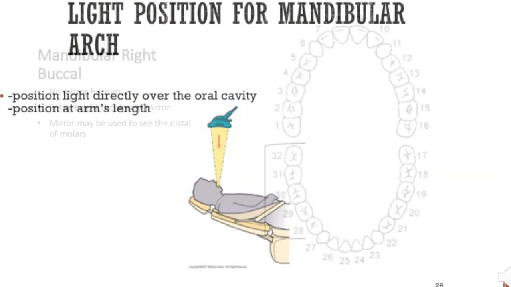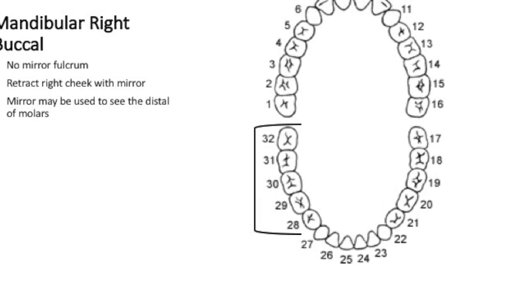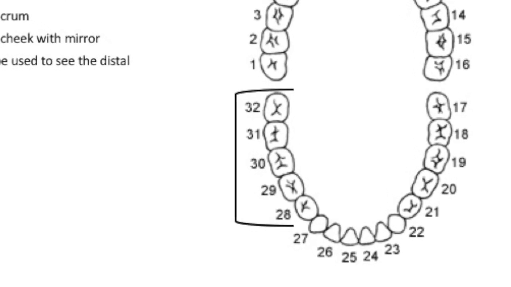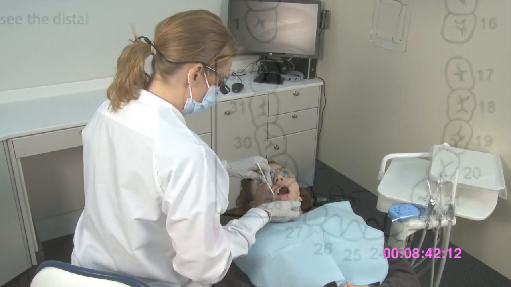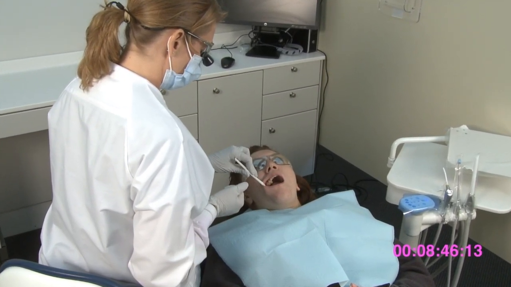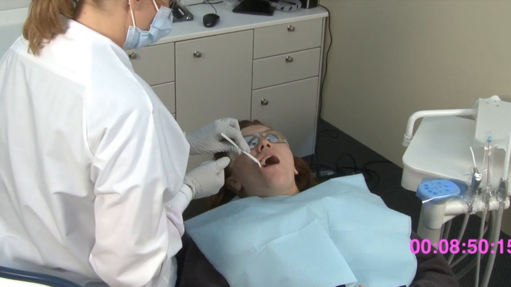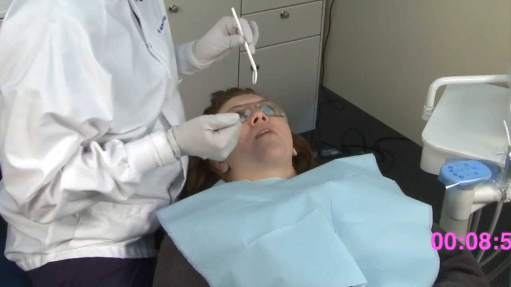Remember to move the light directly overhead when treating the mandibular arch. Mandibular right buccal. No mirror fulcrum, but you will retract the cheek with the mirror. The patient is in a neutral position and may be slightly away. This is another option spot. The clinician can sit at 8 o'clock side position or 9 o'clock option.